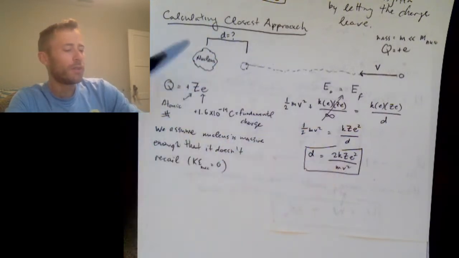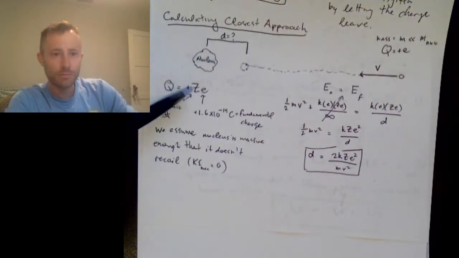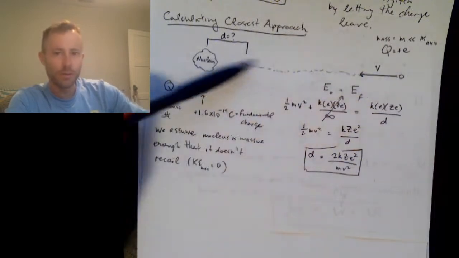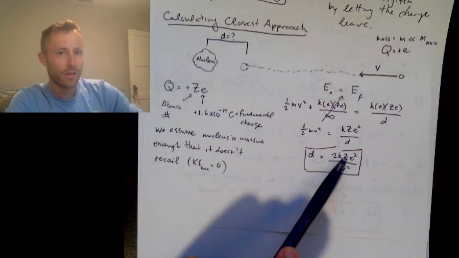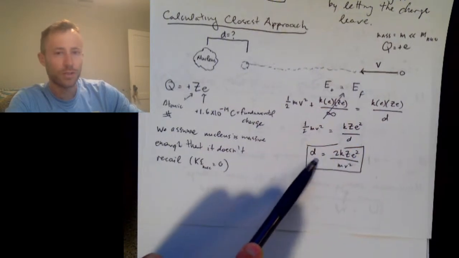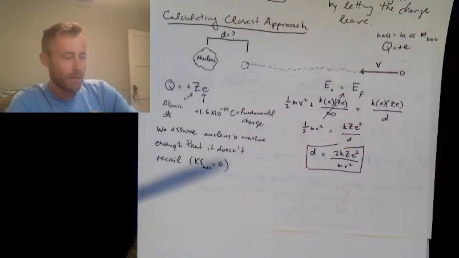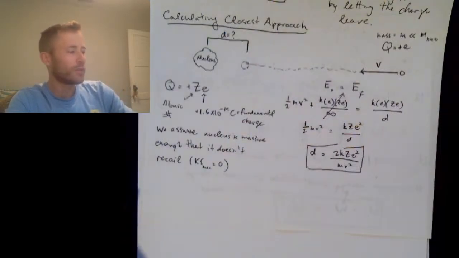If the nucleus has more charge, the particle is not going to be able to get as close, because there's going to be more electrical repulsion. So we can see that as Z increases, the distance of closest approach gets larger. This equation makes great intuitive sense.